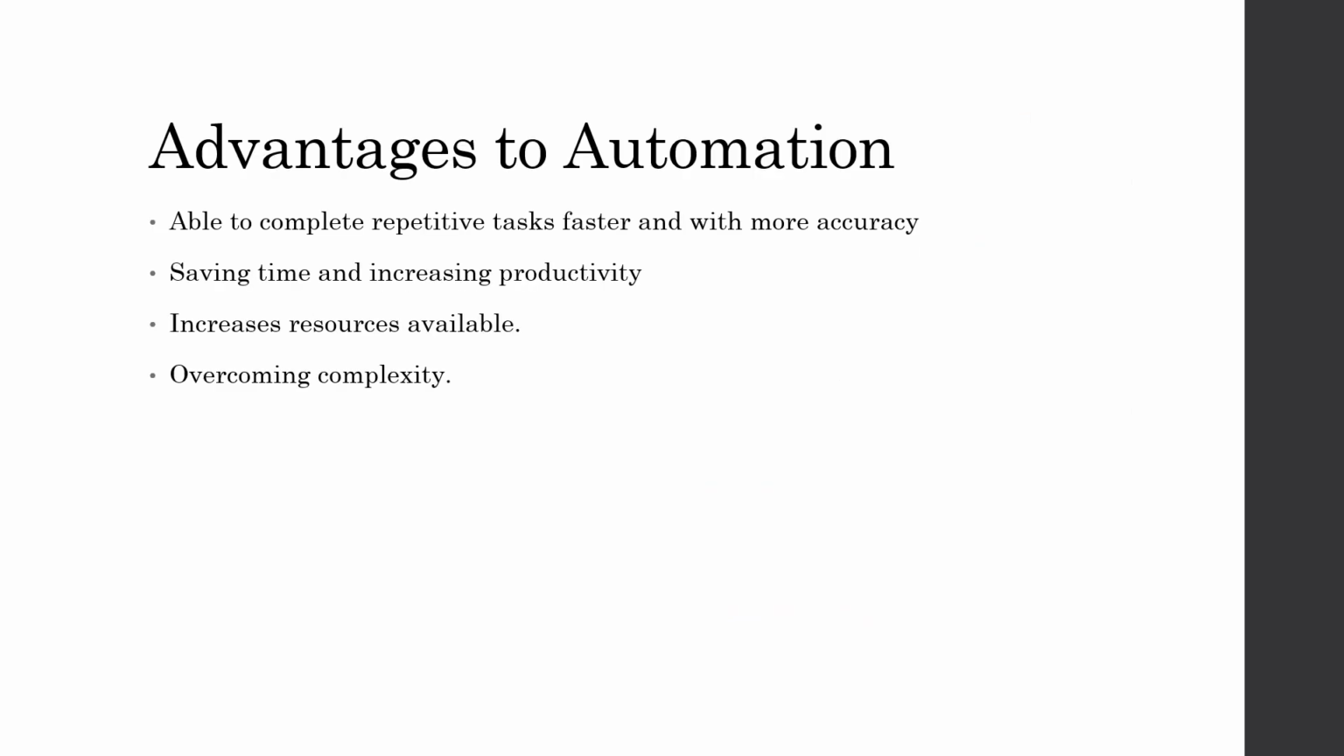Next, we'll be going over the advantages to automation. So we've talked about Selenium and that it does automation, but like, what does that do for me? So first off, you're able to complete repetitive tasks faster and with more accuracy. So when you have a task that it's just clicking a bunch of buttons, the first time it goes super well, you're like, oh, this is easy.